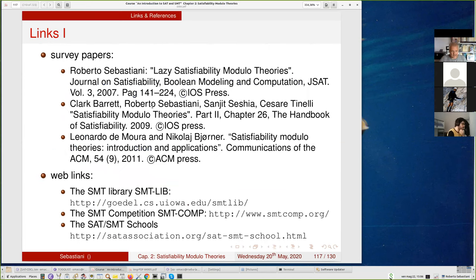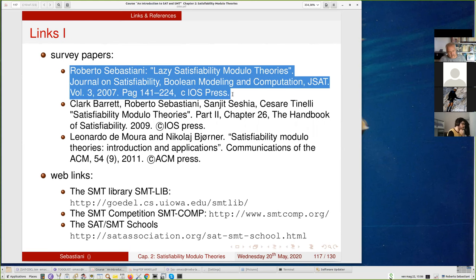Okay, guys, there are some survey papers I suggest you read for SMT. One is my long survey paper from 2007. Of course, it is only up to date to 2007 technology, but it contains substantially all you need at the level of this course. Then there is the SMT chapter we wrote for the Handbook of Satisfiability. Then there is this survey also by Leonardo de Moura and Nikolaj Bjørner, and there are plenty of web links of interest.